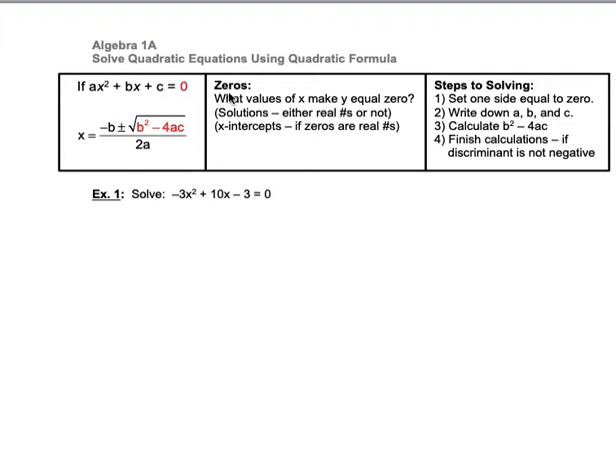Remember what Mrs. Vanas told you, that the zeros of the equation are the values of x that make y equal 0. Sometimes the zeros are referred to as the solutions. What are the solutions to the equation? You're going to see that they are usually the x-intercepts, when y equals 0. These are the steps that I'm going to refer to as we do examples 1, 2, 3, and 4.